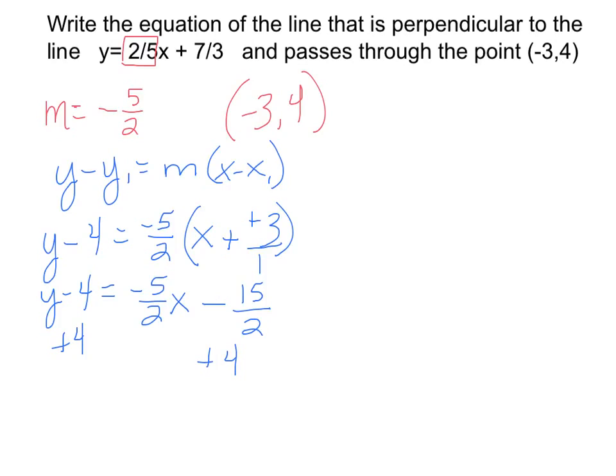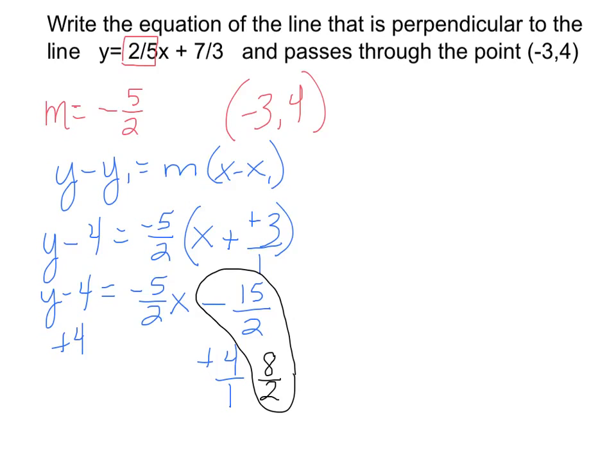Now remember that when you add these, you have to think of this as 4 over 1, because you're going to want to add these fractions, except that you need them to have a common denominator. So I'm going to change this. I need the denominator to be a 2. So 1 times 2 would get me a 2. 4 times 2 would get me an 8. So there's my 8 halves, which is the same as 4 over 1, but now they have common denominators, so I can combine them.